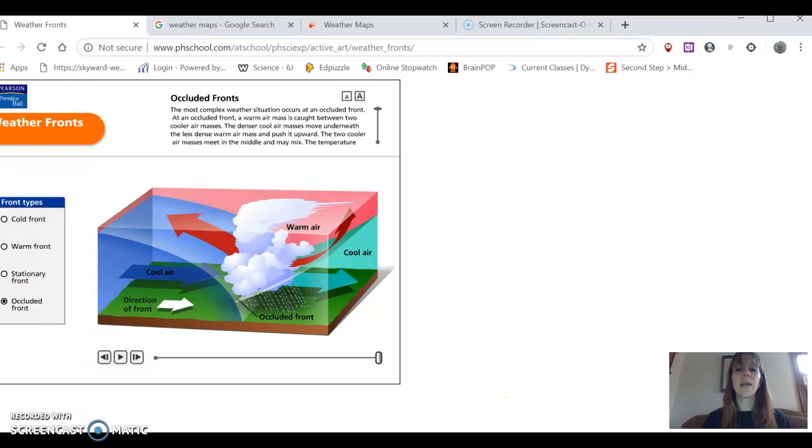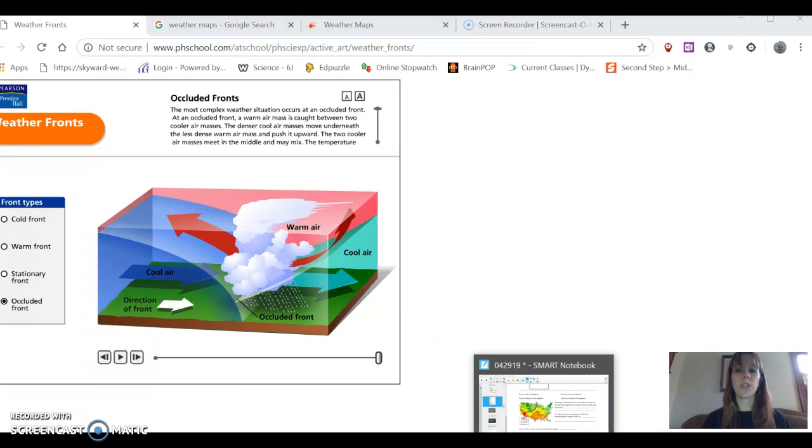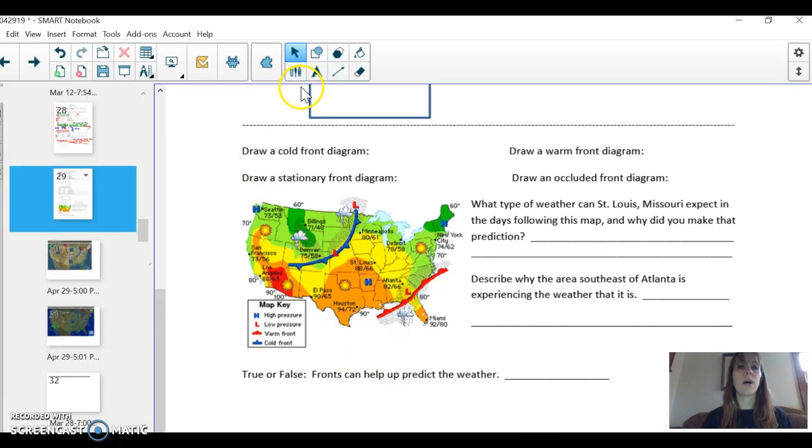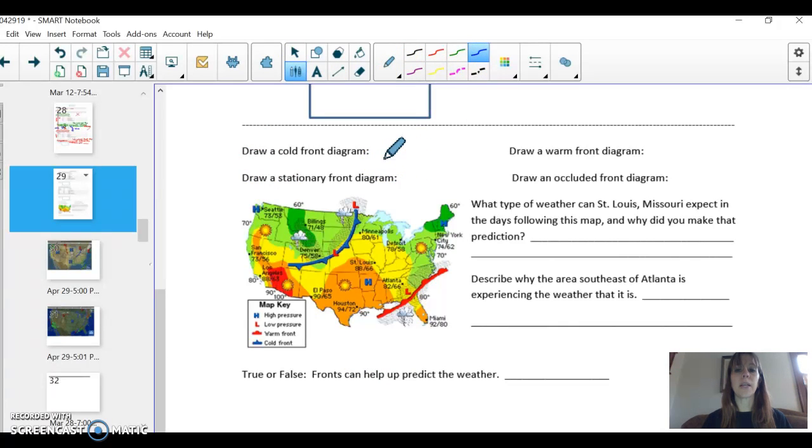Now let's go ahead and see what you put for all of your images. So, draw a cold front diagram. When you look at yours, let's see if you did it correctly. If you still haven't done it, please pause, draw yours, and then check your work.